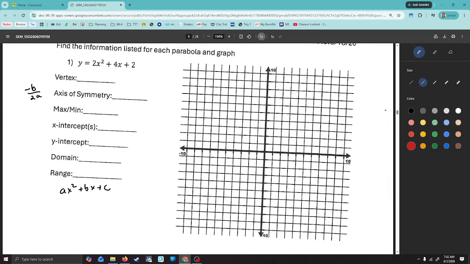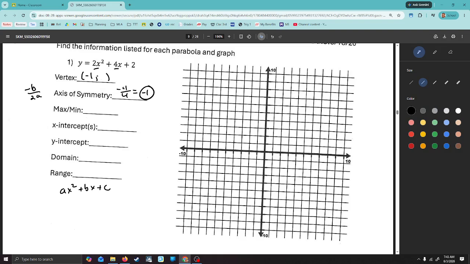So, negative b over 2a. Somebody might be thinking, do I get this as a formula? Definitely not this part. No way. You just need to know that. So, in this case, negative b over 2a is negative 4 over 4, which is negative 1. So negative 1 is my axis of symmetry. Automatically, because it's the axis of symmetry, it's the x of my vertex. So this is negative 1 comma blank.